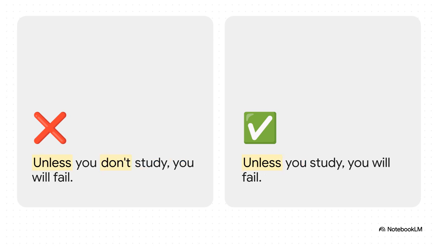Now, this mistake just totally messes with the logic of your sentence. Remember our rule from earlier? Unless already contains a negative meaning, it means if not. So if you add another negative word like don't, you create a super confusing double negative that just breaks the sentence. Unless you don't study literally means if you do not study. It's enough to make your brain hurt. Just stick to the positive verb. Unless you study, you will fail.